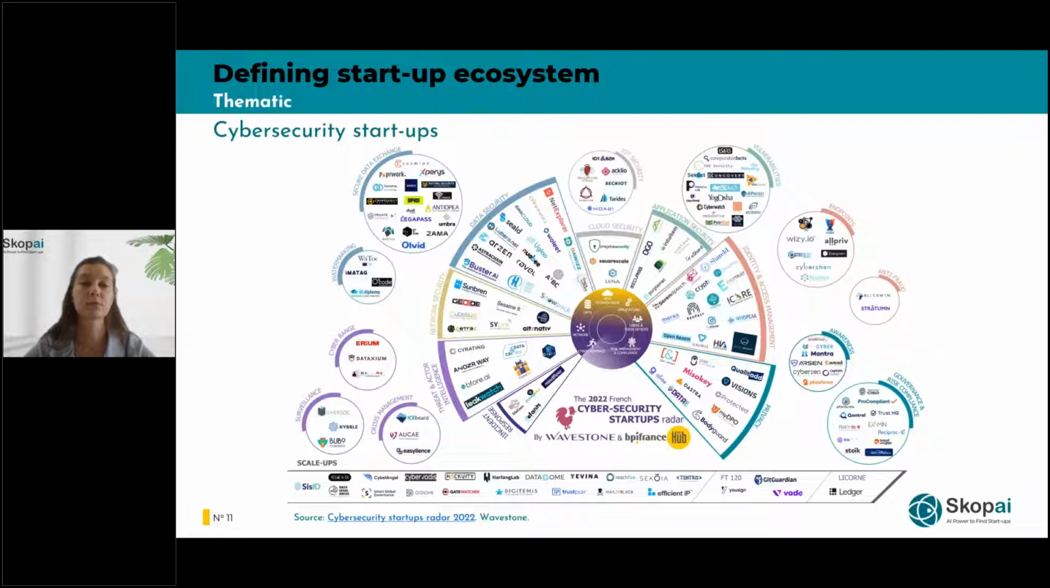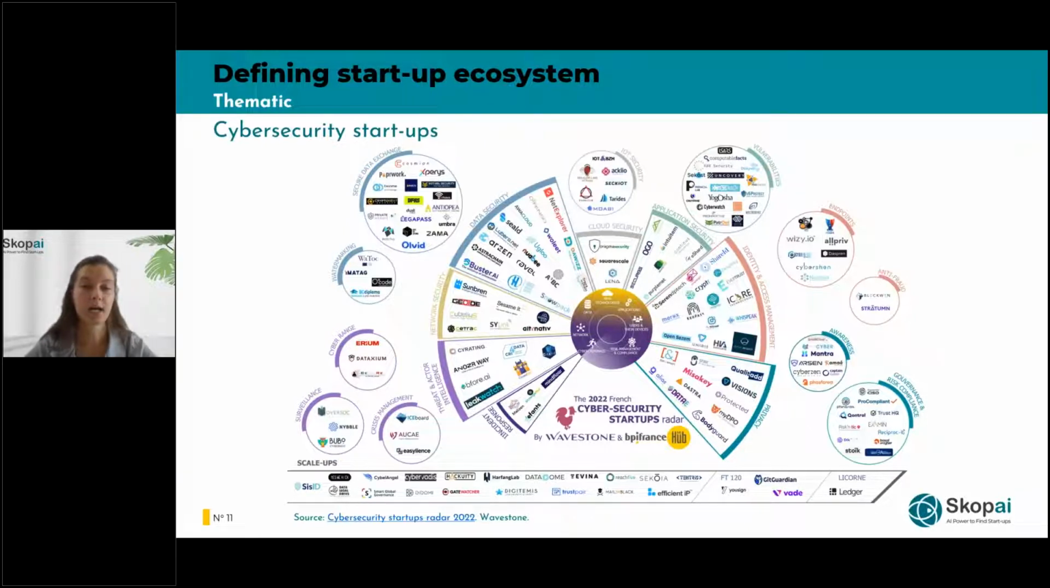And the groups are also subdivided into subgroups, such as data security is divided into two subgroups, which are secure data exchange and watermarking. And this presents an example of different themes or different specific sectors that cybersecurity startups operate in.